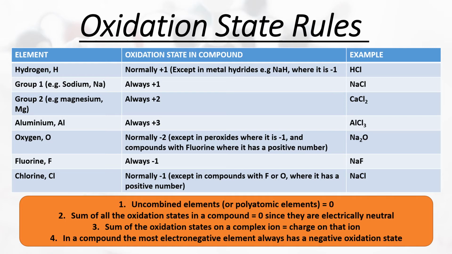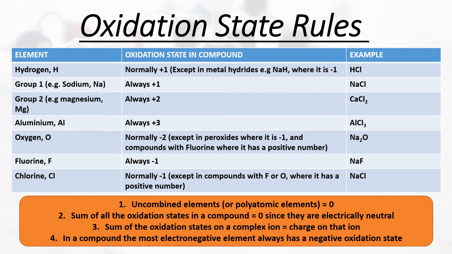And then finally, chlorine, normally -1. It's again a fairly electronegative element. So example, sodium chloride again, sodium being +1, to overall make it neutral, the chlorine must be -1. The exception for this is if it's in a compound with a fluorine or an oxygen, and the reason for that is because the fluorine and the oxygen are more electronegative, and so they will contain the negative number, and so therefore our chlorine must be a positive number.